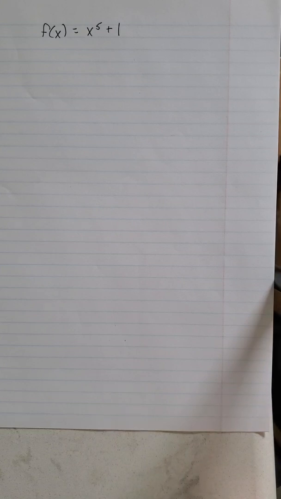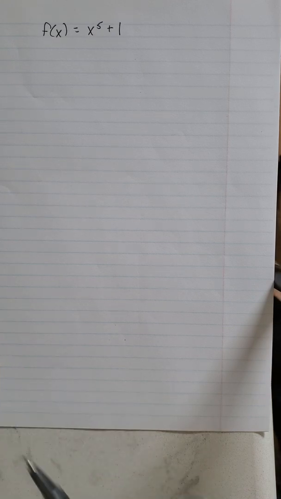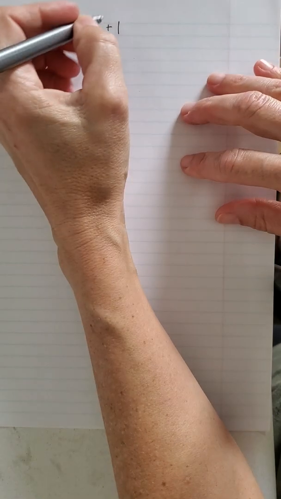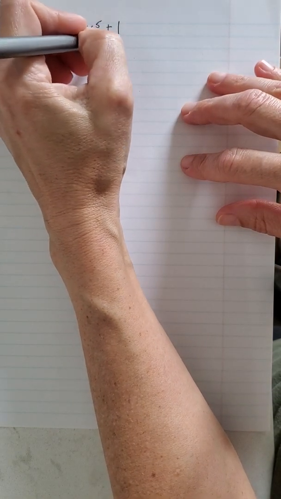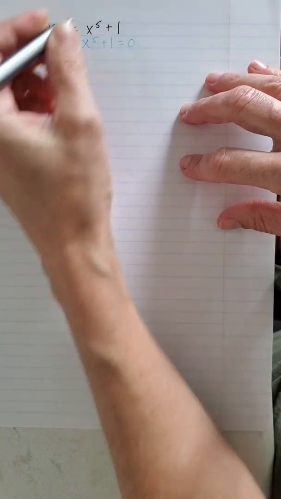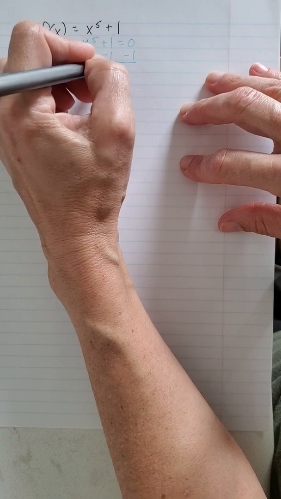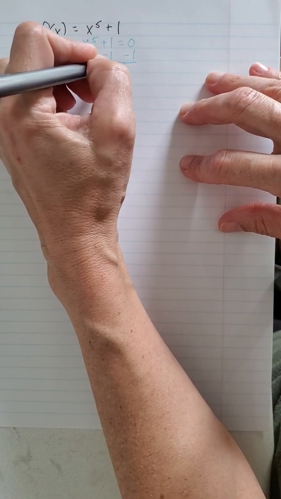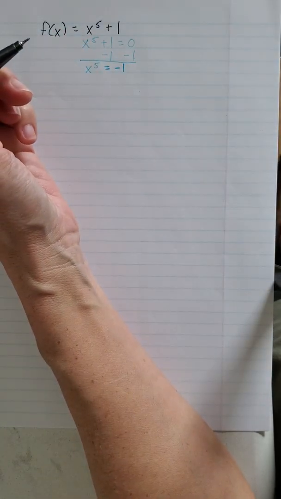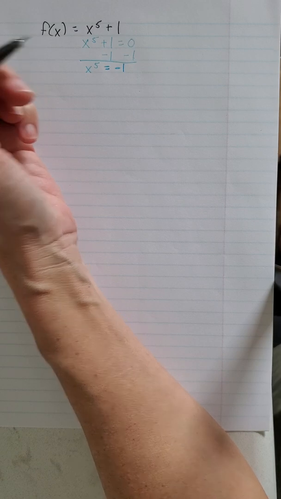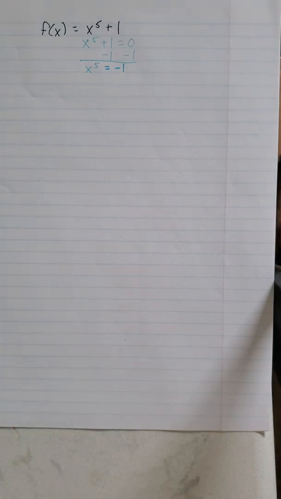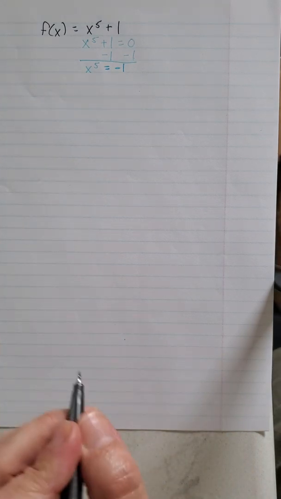Here's another example for curve sketching. What we're going to do, like we did before, is find just the zeros. I can set x to the 5th plus 1 equal to 0 to find out what my zeros are. Sometimes it's really difficult to do that, and I don't expect you to do that if it's some complicated polynomial function that doesn't factor easily. It's okay to not do this part, but if you can do this part, you should do this part.